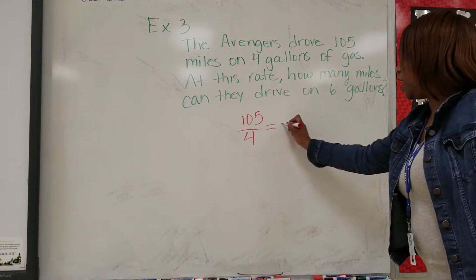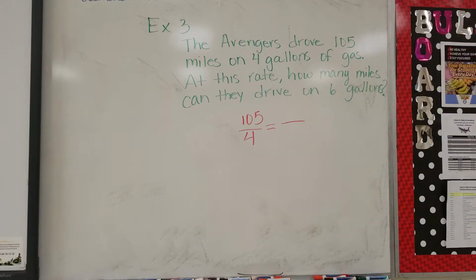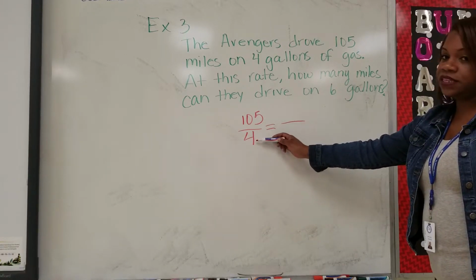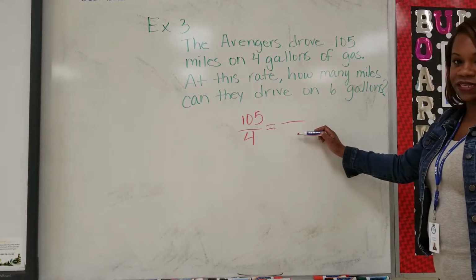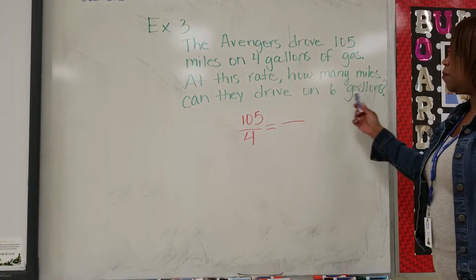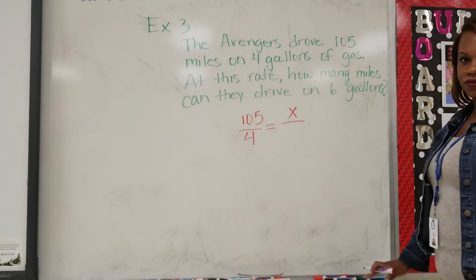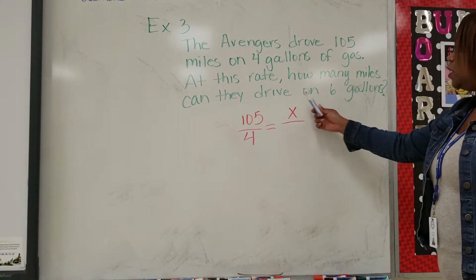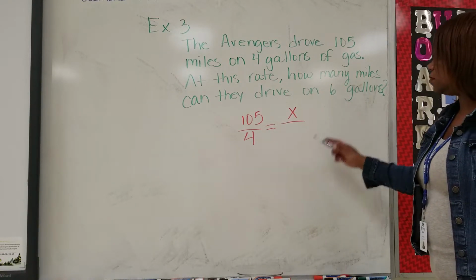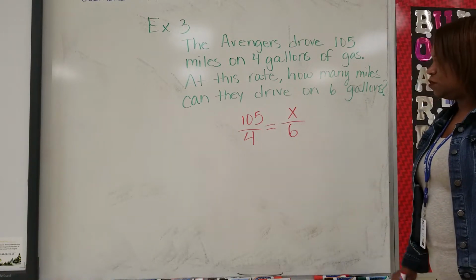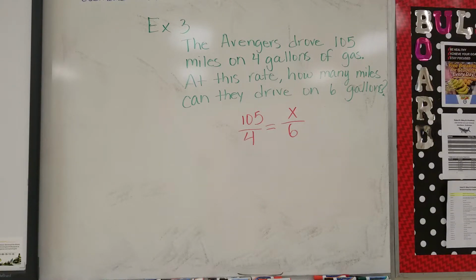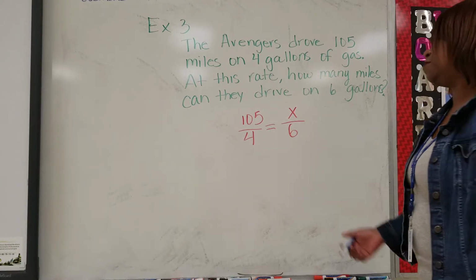And so now we have to find out our numbers on this side. They asked, at this rate, how many miles can they drive on 6 gallons? Okay, so if we have miles to gallons on this side, we have to have miles to gallons on this side. So they're asking us how many miles. So we don't have the miles, so we represent it with X, the unknown. And they told us they can drive on 6 gallons. So here is our 6. And from here, you guessed it, we cross multiply.